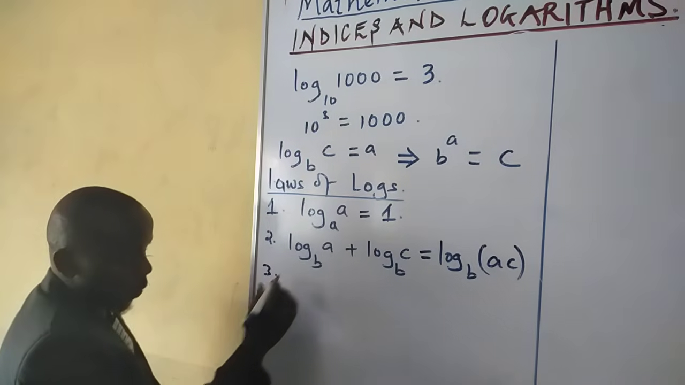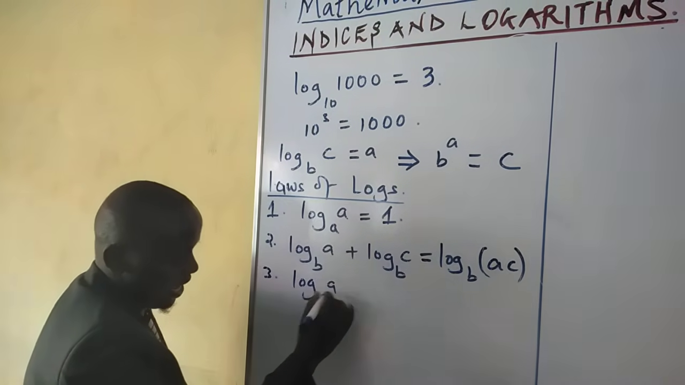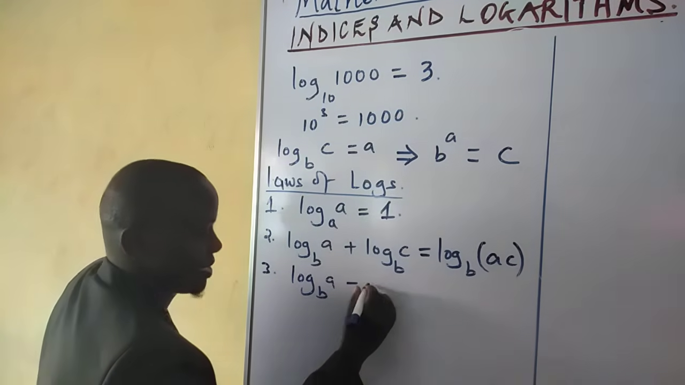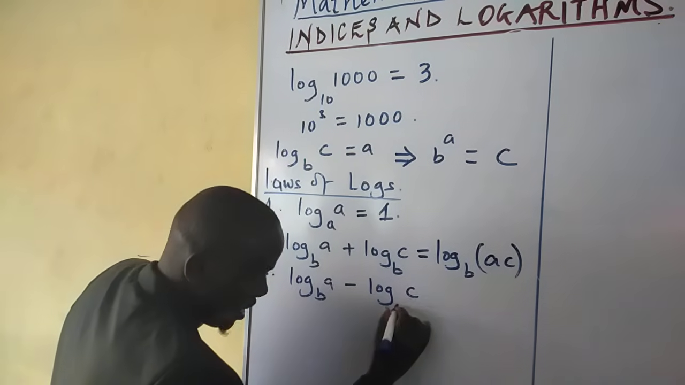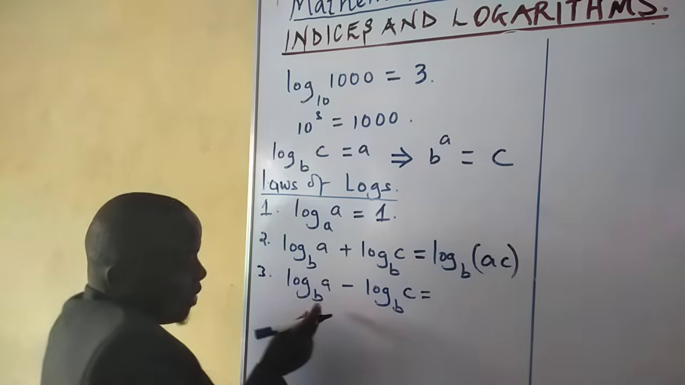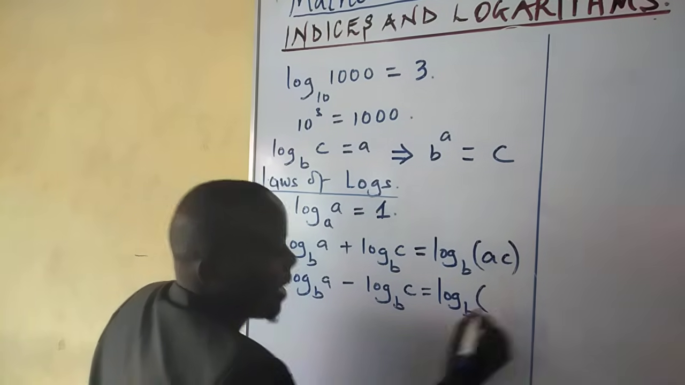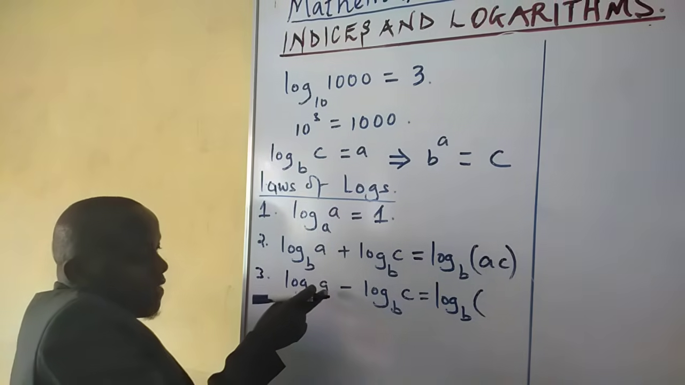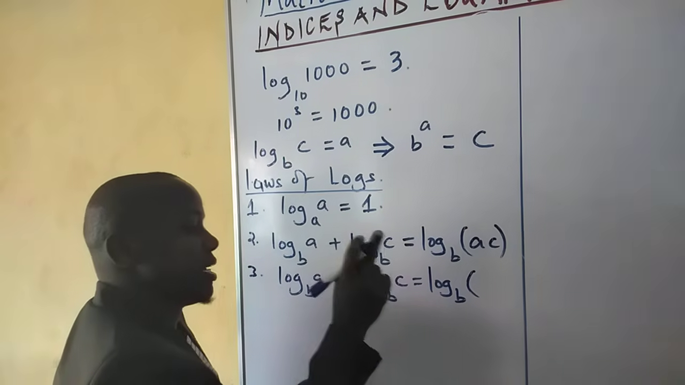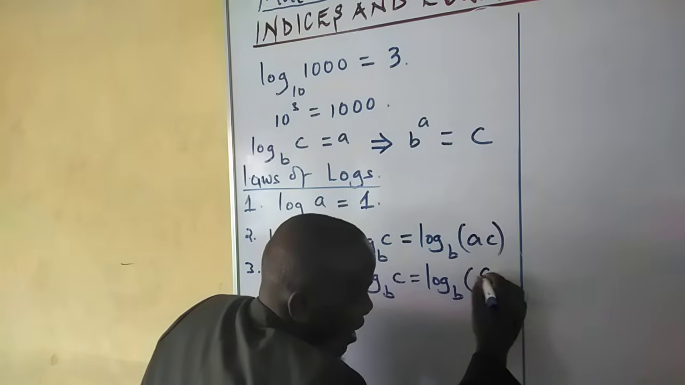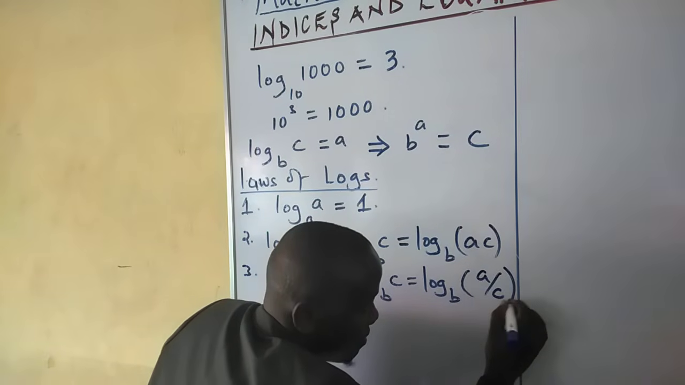On the other side, when we have the log of a to base b minus the log of c to base b, because the base is the same, we take logarithm to base b, then the numbers a and c in this case are being divided. Therefore, a divided by c.